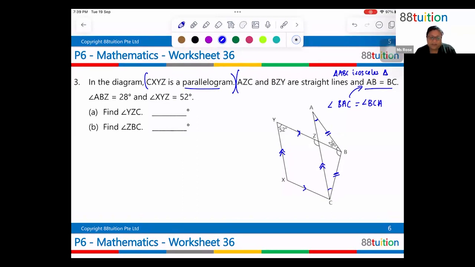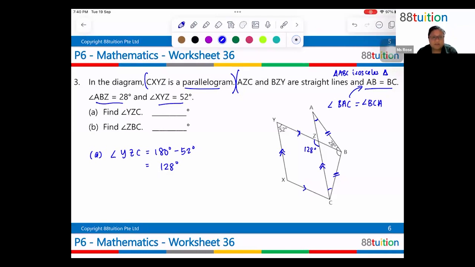So you're supposed to find angle YZC, which is this angle. Now, because it is a parallelogram, part A, angle YZC is equal to 180 minus 52 to give me 128. So this is 128 degrees.